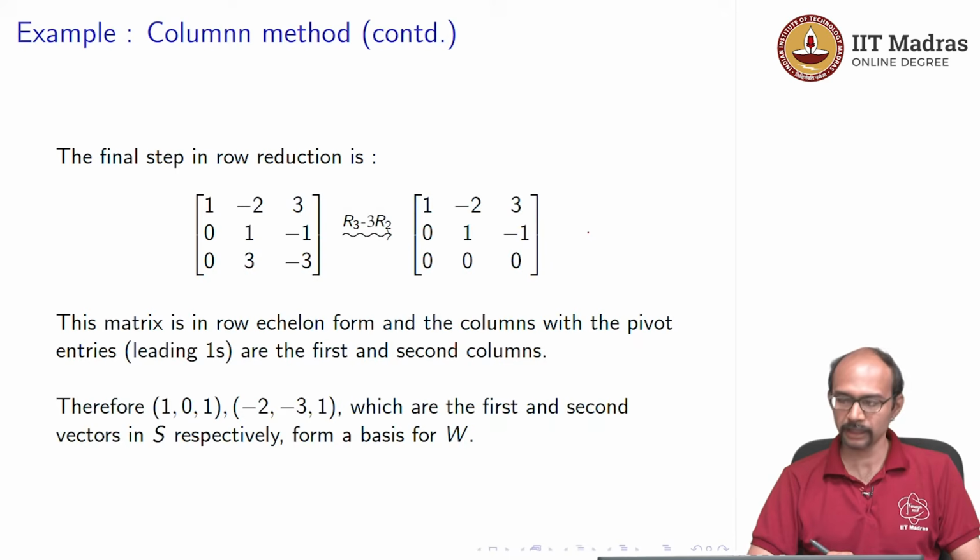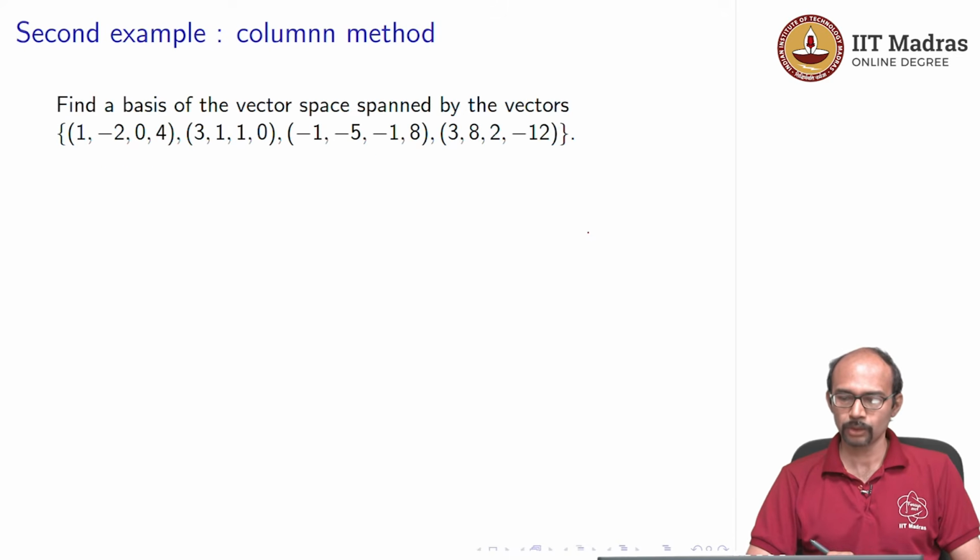So, I hope the method is clear. Let us do one more example. So, let us find a basis for the vector space spanned by the vectors 1 minus 2 0 4, 3 1 1 0, minus 1 minus 5 minus 1 8, and 3 8 2 minus 12. So, we have seen this example before.